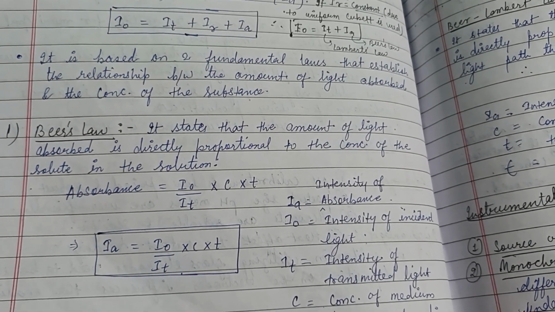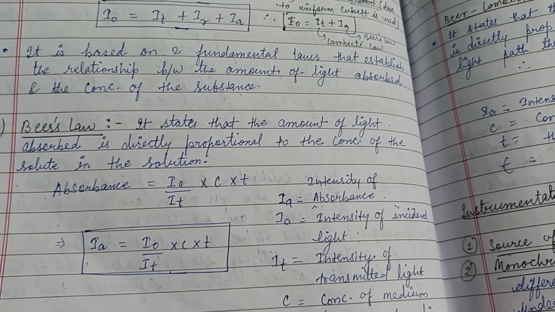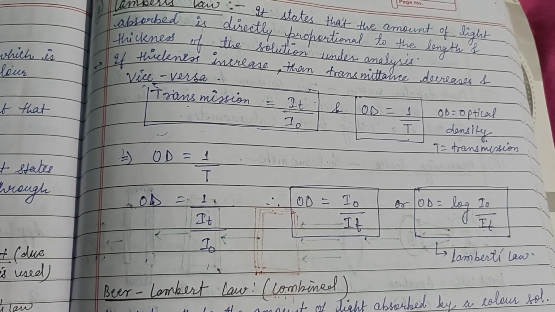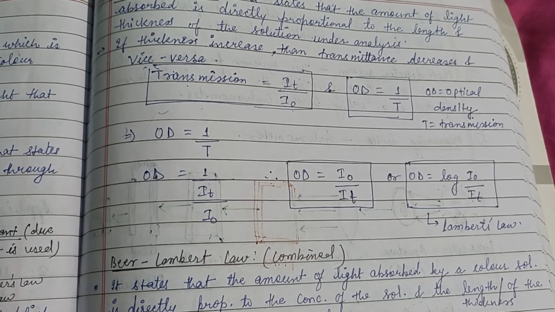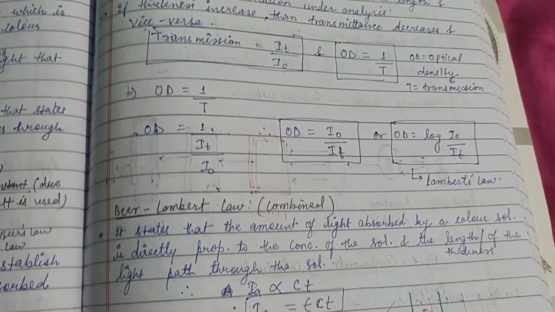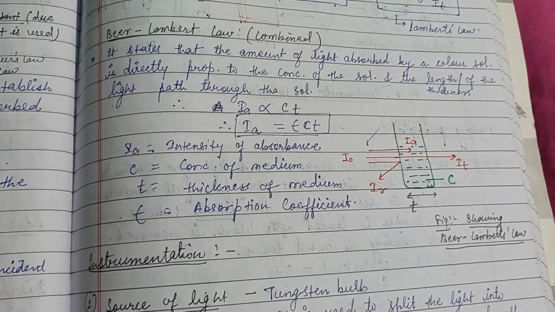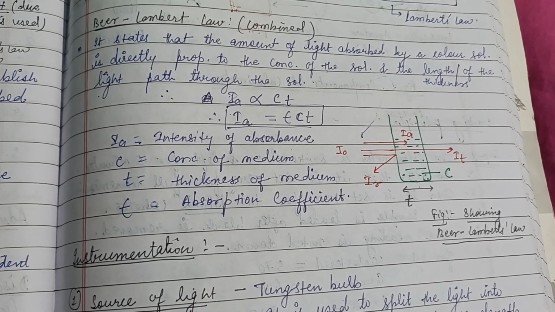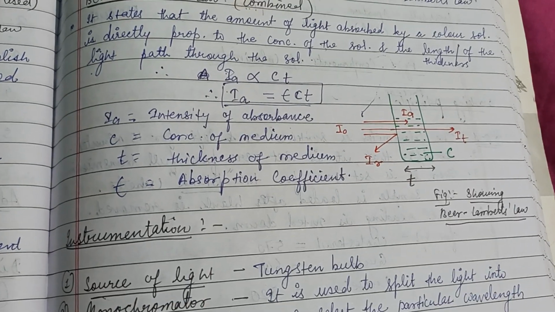According to Beer's law, the amount of light which is absorbed is directly proportional to the concentration of the solute in the solution. And Lambert's law states that the absorbed light is directly proportional to the length and the thickness of the solution under analysis. So here OD equals optical density. Beer-Lambert's law: the amount of light absorbed is directly proportional to the concentration and the thickness of the solution. So here is the absorption coefficient.